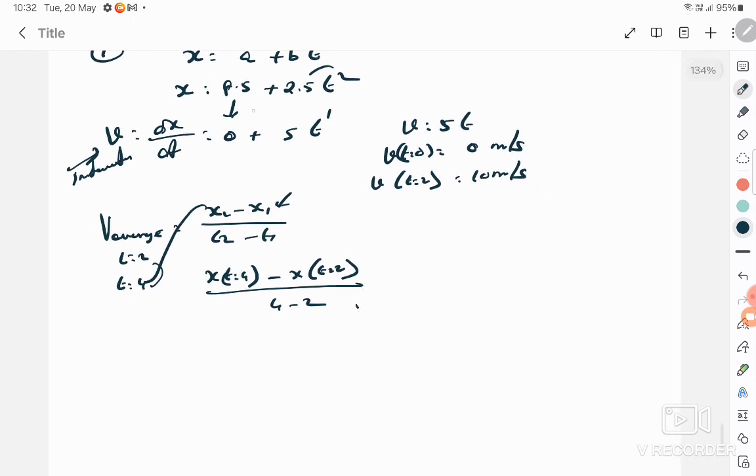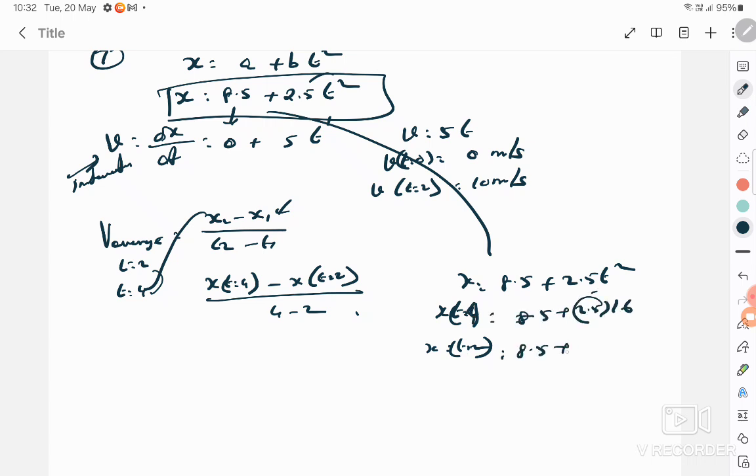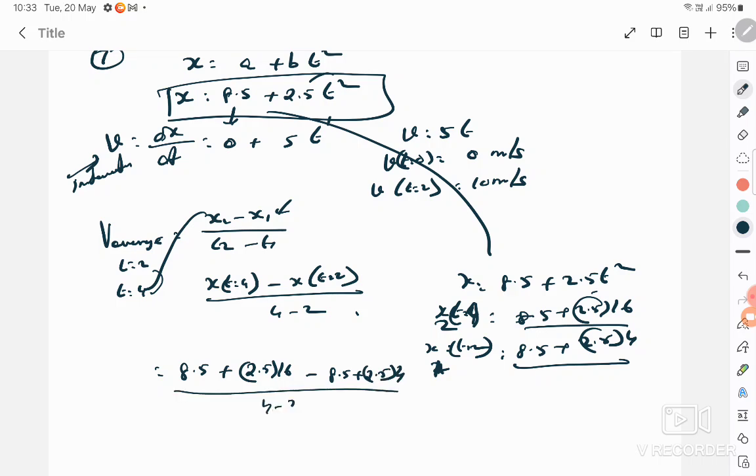So to find the position, you have a position formula here. X is equal to 8.5 plus 2.5 t square, where you want to find x when t is equal to 4 and x when t is equal to 2. Just substitute t as 4: 8.5 plus 2.5 into 16, and 8.5 plus 2.5 into 4. Thus you get x2 and x1. Just subtract these two answers, divide by 4 minus 2, and you'll get the answer. So therefore you'll get 8.5 plus 2.5 into 16 minus 8.5 plus 2.5 into 4, divided by 4 minus 2.